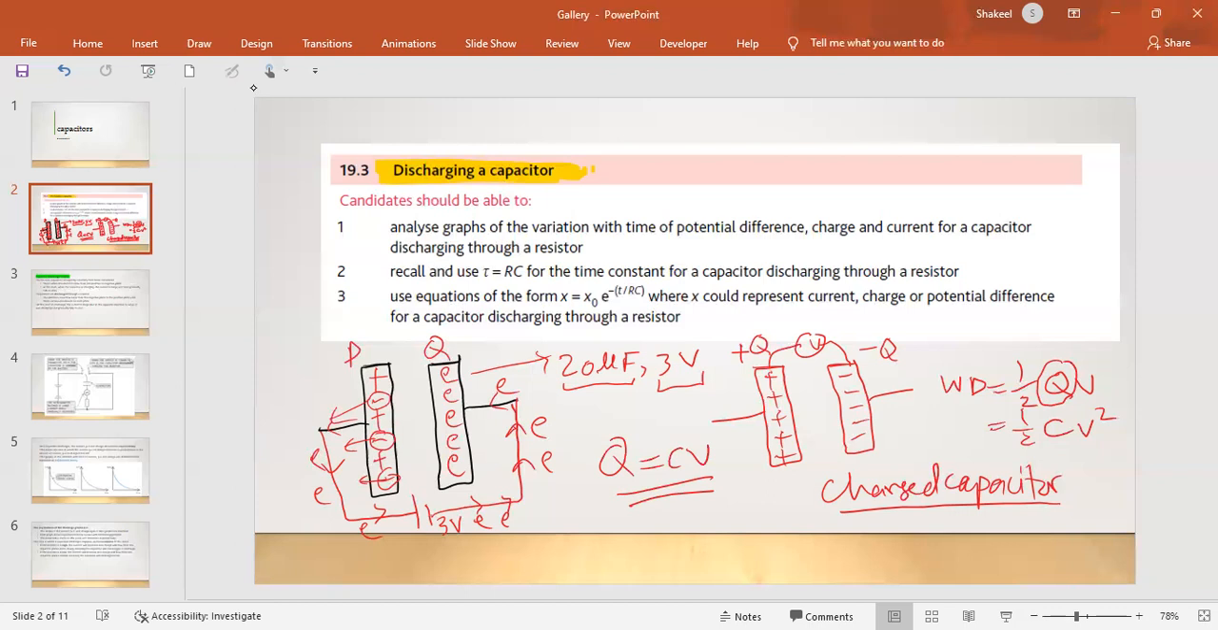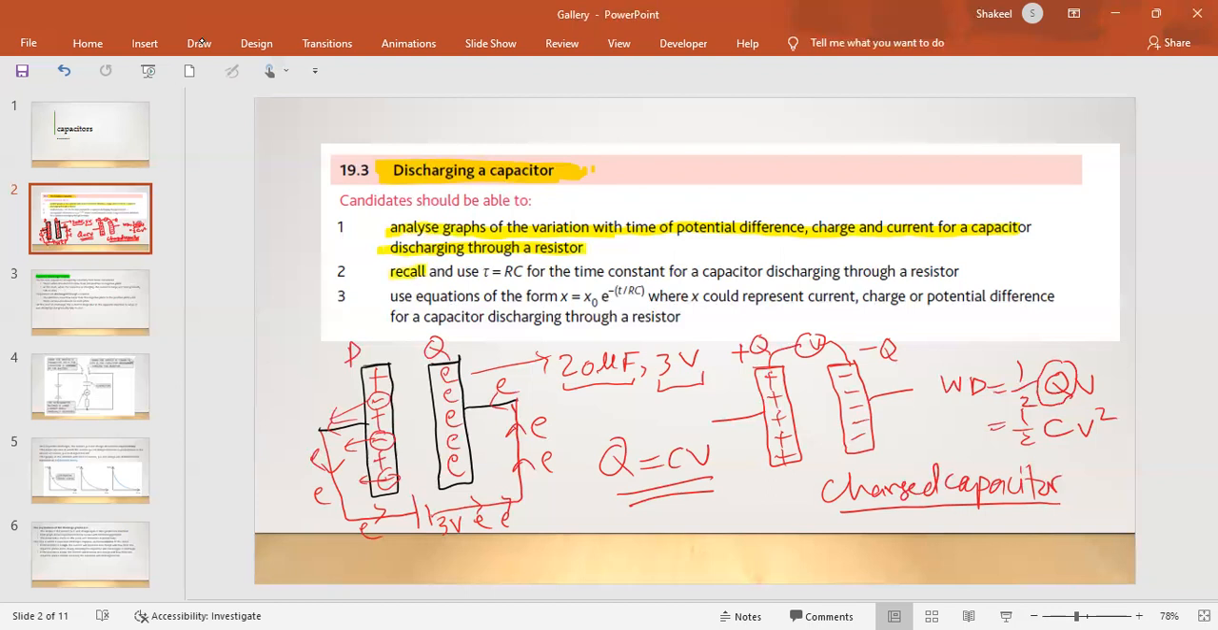and we need to look at some technical terms related to it, such as time constant. Now first of all, let's read the syllabus points. You have to analyze the graphs of the variation with time of potential difference, charge and current for a capacitor discharging through a resistor. So when a capacitor is discharging, how its potential difference V across the plates is changing with time, how the amount of charge on it is changing with time, or how the current flowing through the circuit is changing with time, we will make graphs of these.